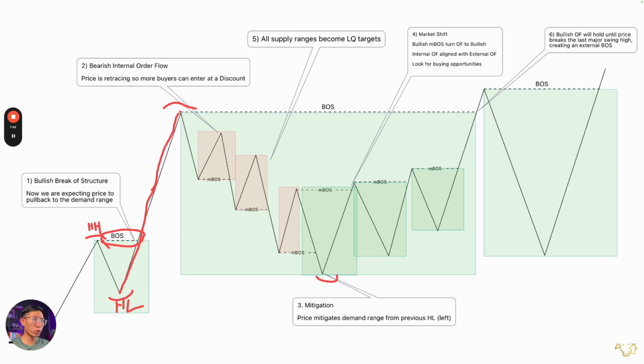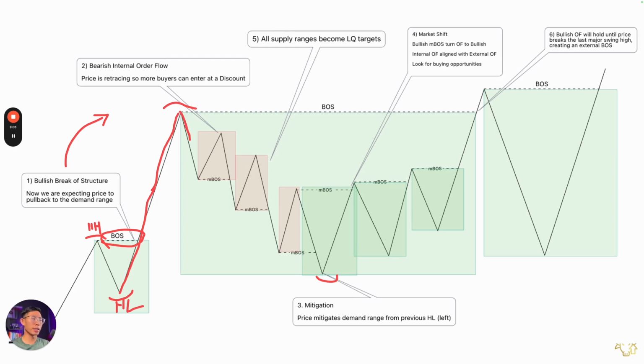So price will start retracing, and when price starts retracing, guess what? It will translate to bearish internal order flow, right? These are the external order flow where it's bullish, like clear as day uptrend, bullish order flow. But then during the internal order flow, this mini little retracement, that is bearish order flow, right?